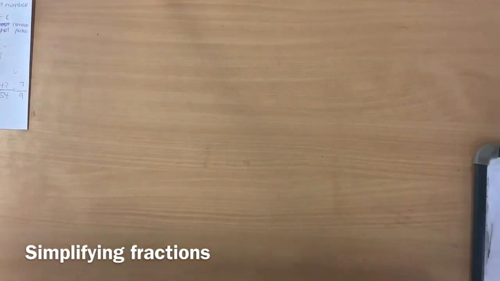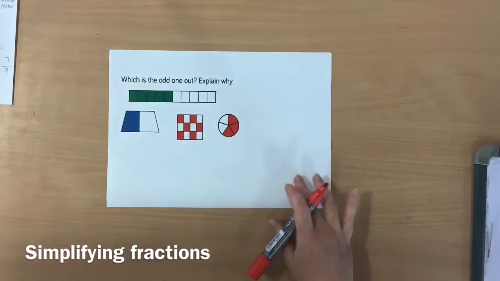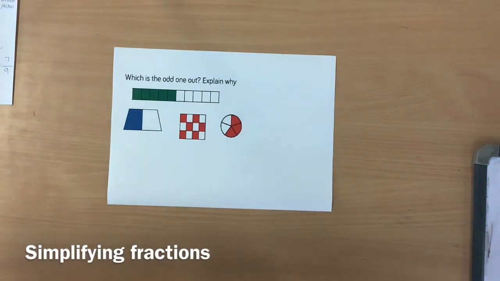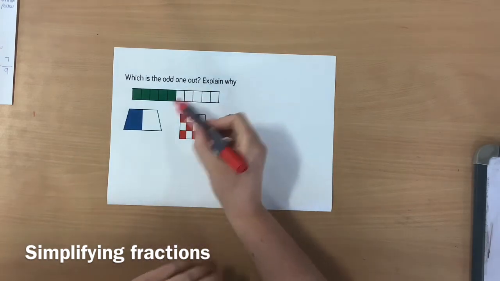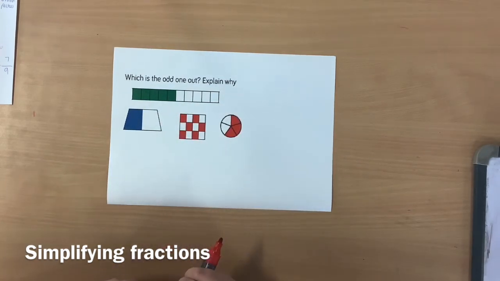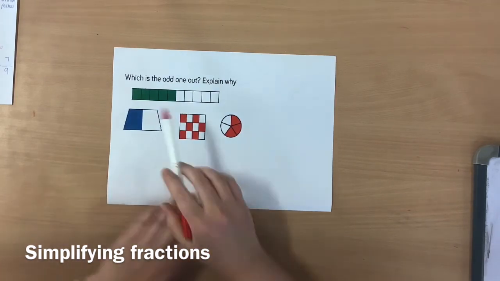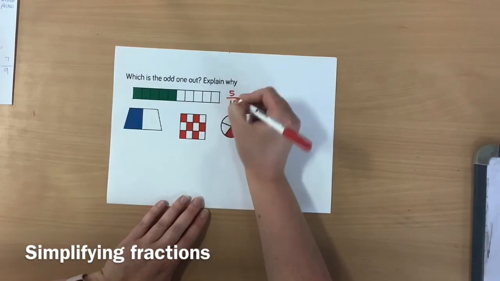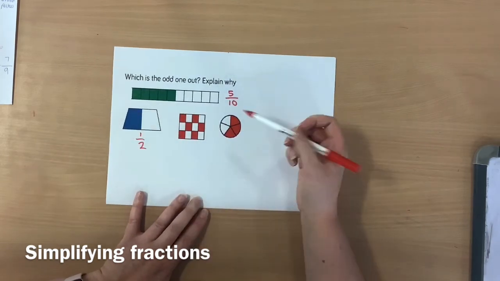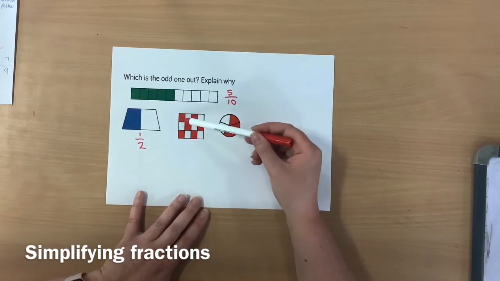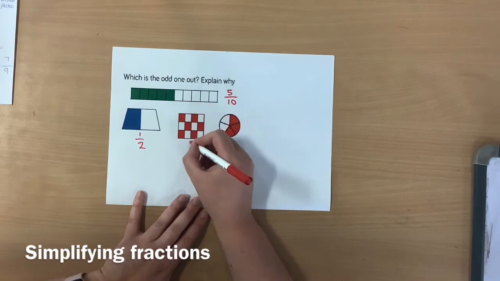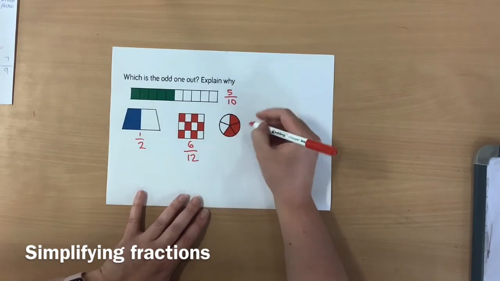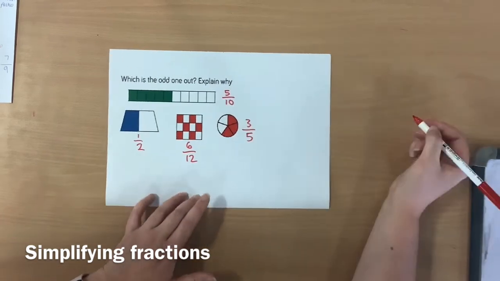Right, now let's have a look at a very quick problem, a reasoning task. You are asked which is the odd one out, and you are given 4 different pictures here. I'm going to start off just by looking at what fractions they are representing. Here I've got 5/10. Here I've got a half. Here I've got 6/12, and 3/5.